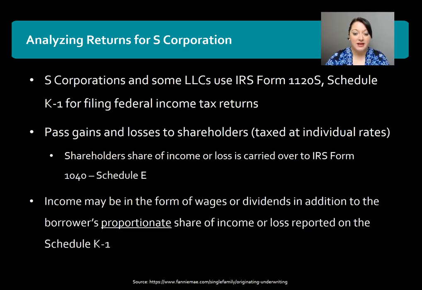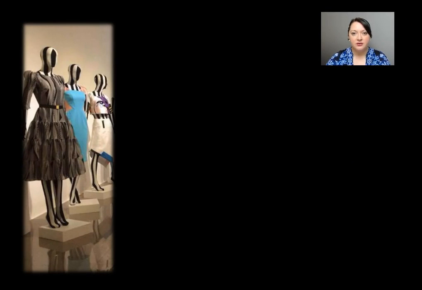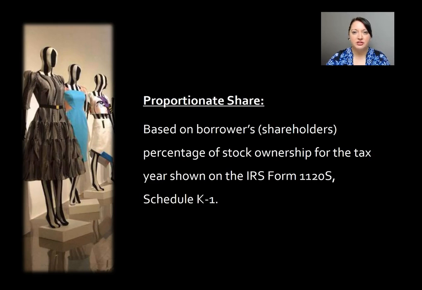Now, income may be in the form of wages or dividends in addition to the borrower's proportionate share of income or loss as reported on the Schedule K-1. Now, for S corporations, the proportionate share is based on the borrower's or the shareholder's percentage of stock ownership for the tax year shown on the current IRS Form 1120-S Schedule K-1.